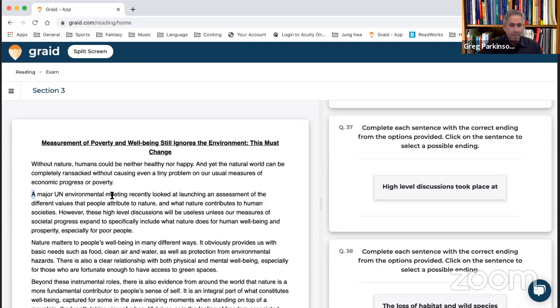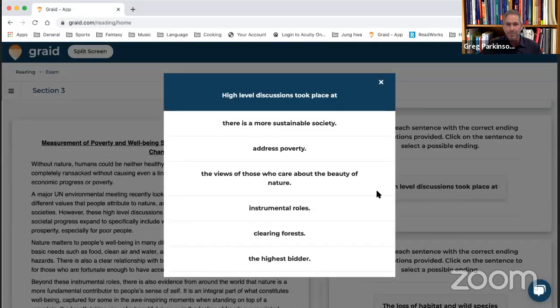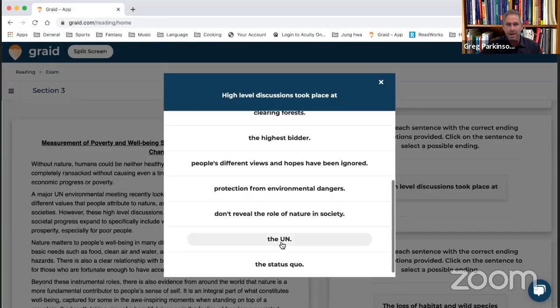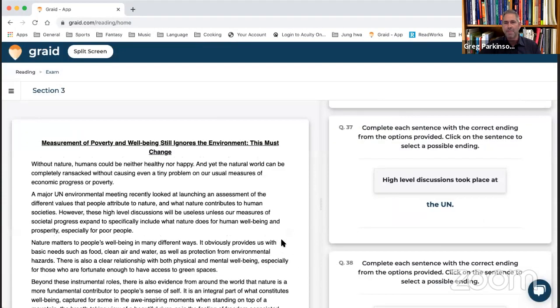So a major UN environmental meeting, and then I realized meeting is really a very similar meaning to discussions, recently looked at launching an assessment of the different values that people attribute to nature. So where did these discussions take place? Well, hopefully there's an option for the UN. And I do remember that being an option. I'm almost certain that's the answer. Then I just click the UN. Then I go on to 38.